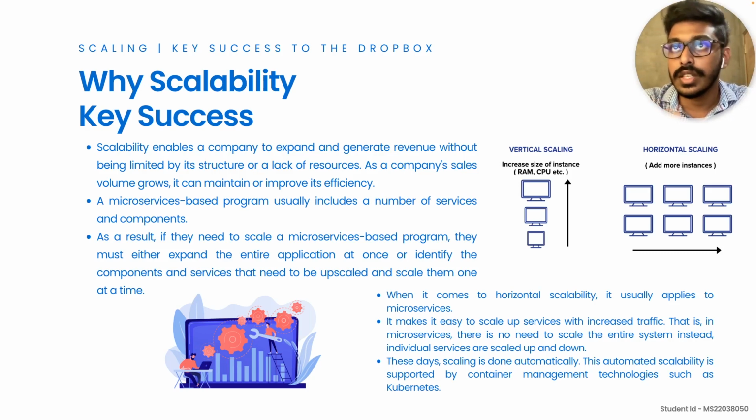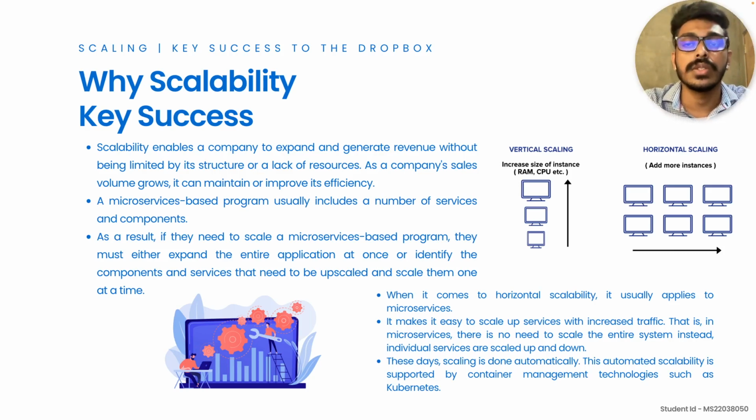When it comes to scalability, there are two types of scaling. The first is vertical scaling, and the second is horizontal scaling. In vertical scaling, we increase the size of the instance, which means increasing RAM size, CPU size, and maybe the storage as well. In horizontal scaling, we add more instances of the same size.